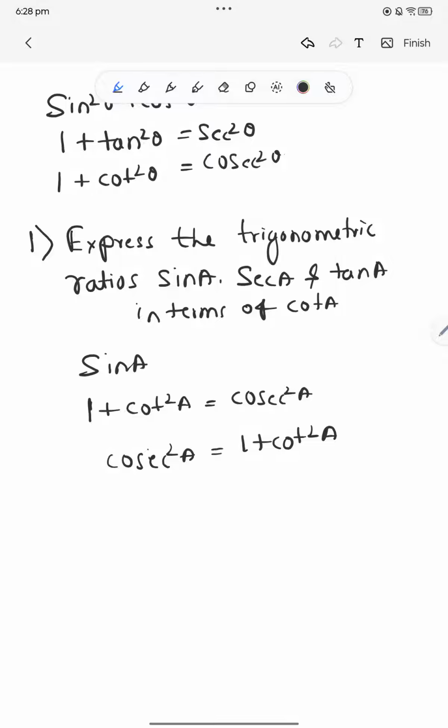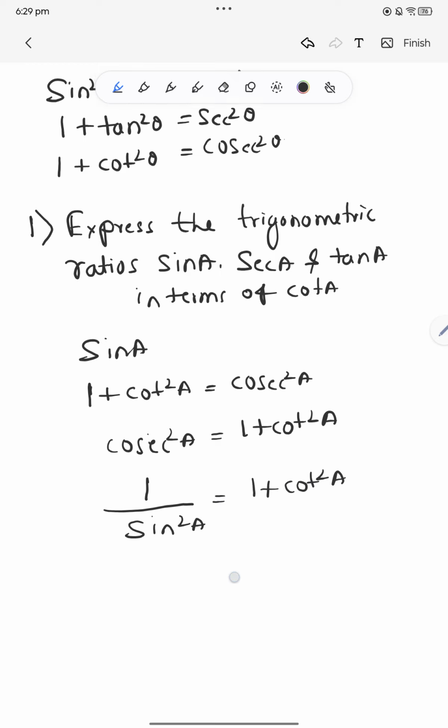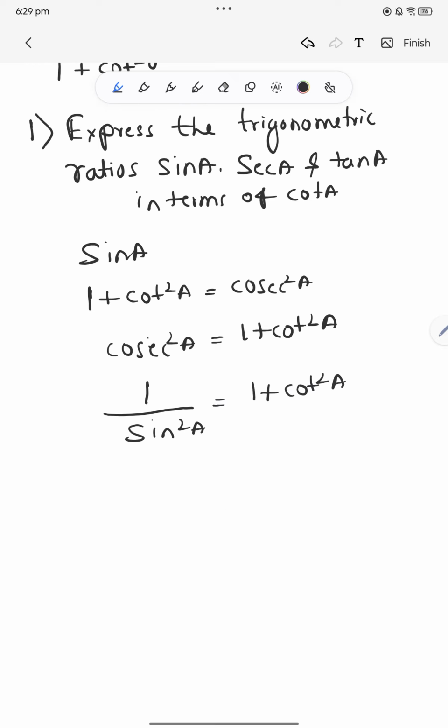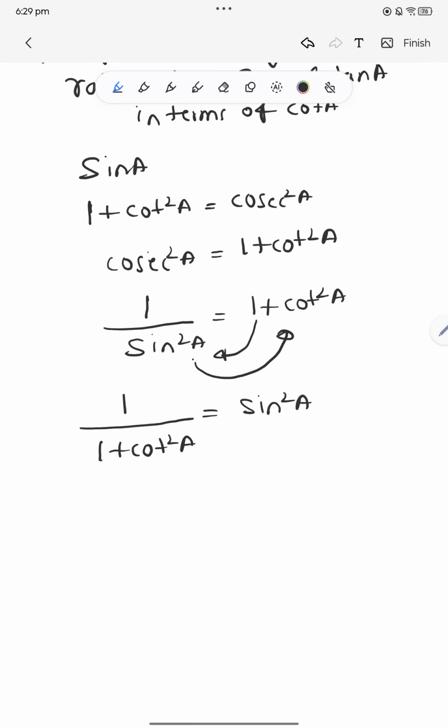Cosecant square is the reciprocal of sine square. So 1 by sine square A is equal to 1 plus cot square A. If you simplify, this goes to this side and this comes to that side. So 1 by 1 plus cot square A is equal to sine square A. We want sine A, so taking the square root, sine A is equal to square root of 1 by 1 plus cot square A.